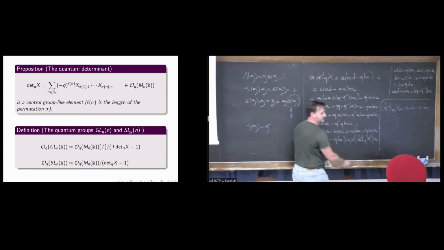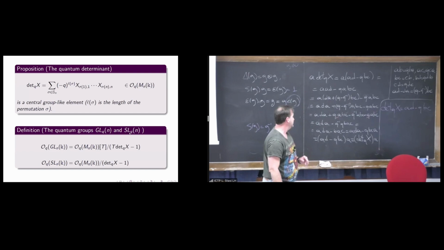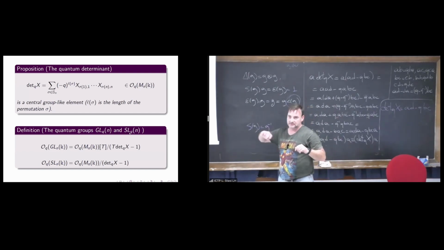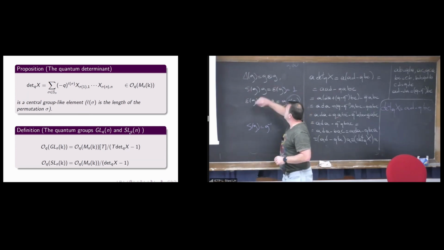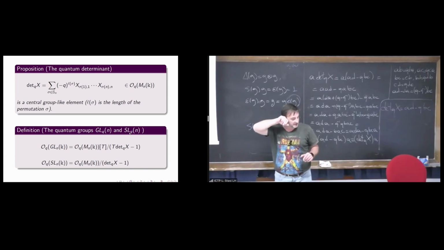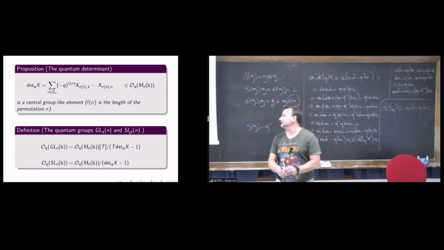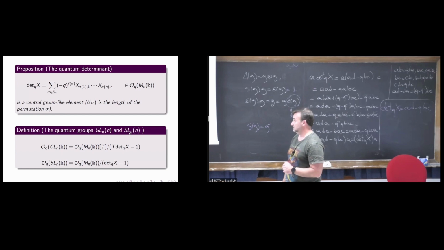So I wanted to show you live how you do the calculations. In this way one shows that the quantum determinant is central. You can do it in a general way, but it's a mess with subindices, but it's the same idea. You have to work hard and then you prove that it is central, and in the same way you prove that it is group-like. So it satisfies this thing. You prove the equality and then you get it. So we have a group-like element that is central.